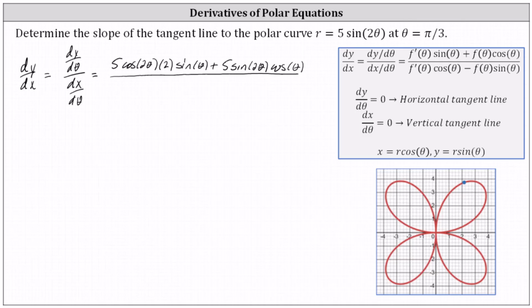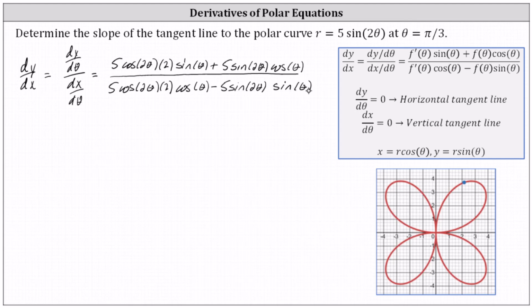Next, we'll determine dx/d theta, which is equal to, again, f prime of theta, which is 5 cosine 2 theta times 2 times cosine theta, minus f of theta, which is 5 sine 2 theta times sine theta.